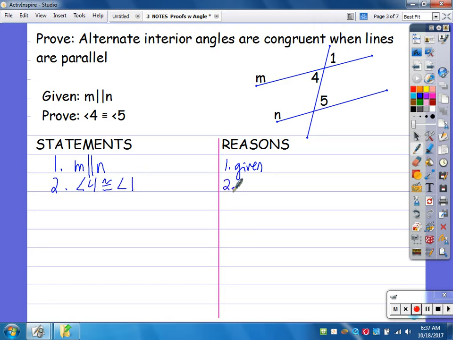And again, the name of your angle pair, along with whatever their relationship is, is going to be our reason. So 1 and 4 are vertical angles. So my reason is going to be vertical angles. And the relationship for vertical angles is that they're congruent. So I'm going to say vertical angles are congruent.